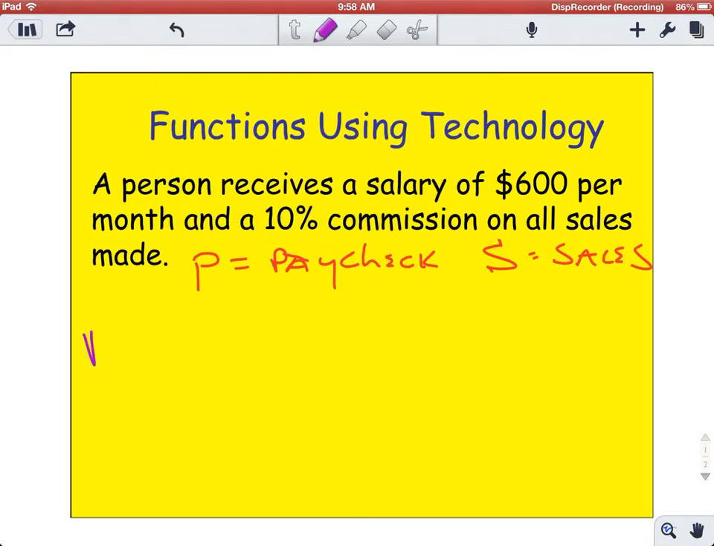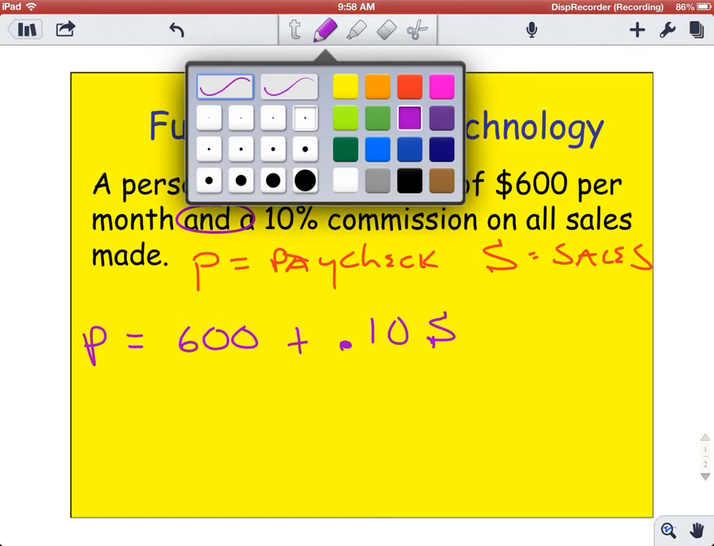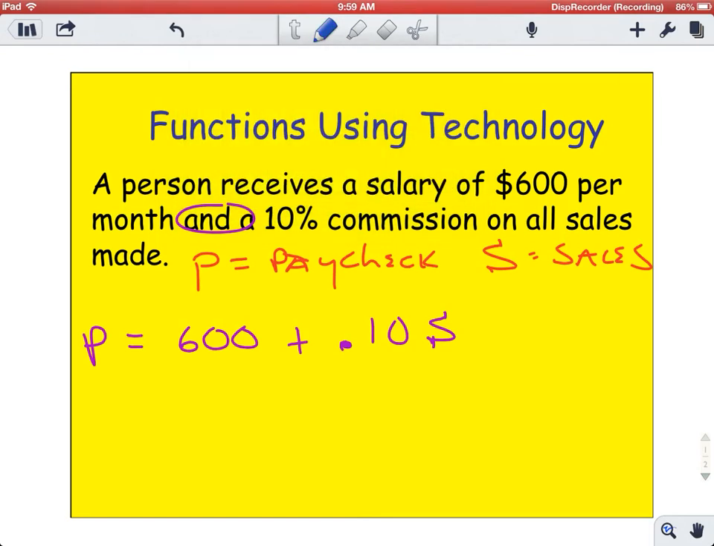So paycheck would be $600 plus, that's going to be our adding on commission, times S, 10% of all sales. That's what our equation would be. If we want to put that in function notation, take that a step further, we were using f of x as function notation. We could write this as P of S.